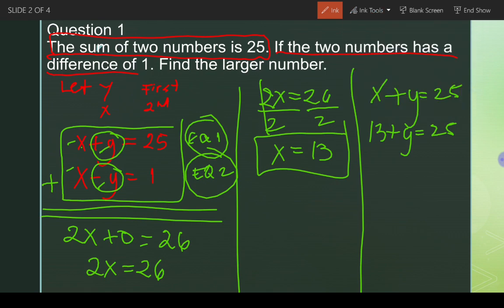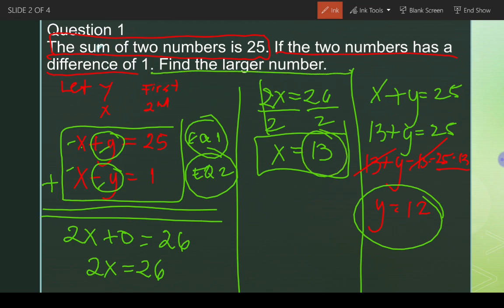And the next step is to add the additive inverse of 13 to both sides. So we have 13 plus y minus 13. Since the additive inverse of positive 13 is negative 13, 25 minus 13. So we need to cancel that. We have, kasi 13 minus 13 is 0. Okay, cancel that. Y is equal to 25 minus 13. We have 12. So the values of the two numbers are 12 and 13. Now the question is, find the larger number, or what is the larger number? So the larger number is 13. So our answer is 13.